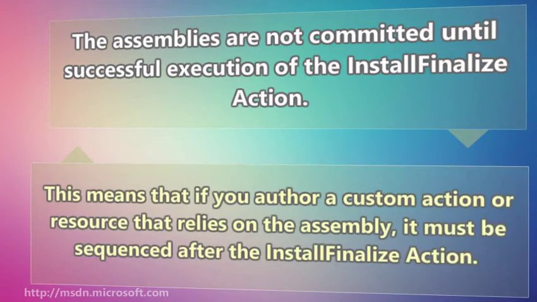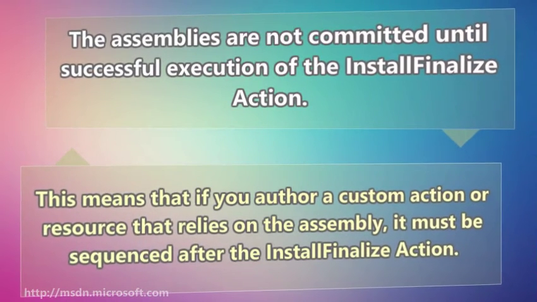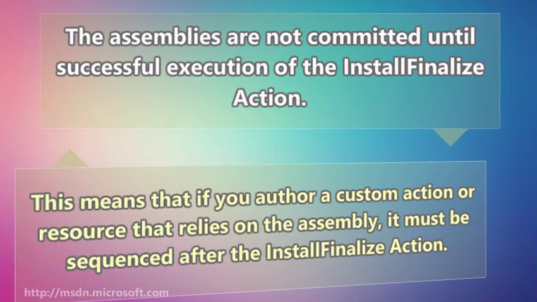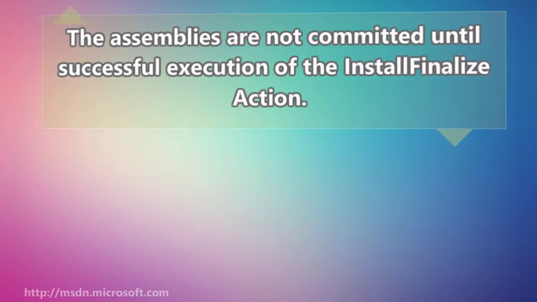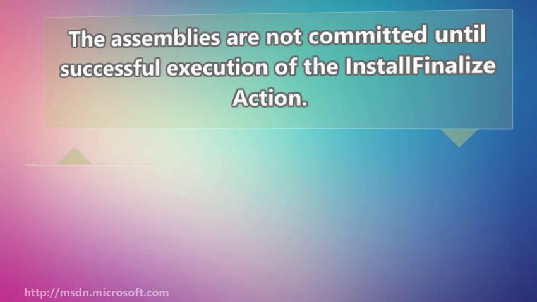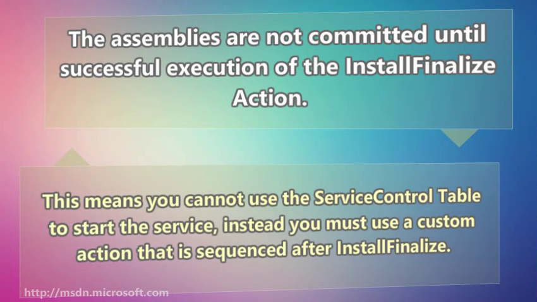This means that if you author a custom action or resource that relies on the assembly, it must be sequenced after the InstallFinalize action. For example, if you need to start a service that depends on an assembly in the global assembly cache, you must schedule the starting of that service after the InstallFinalize action. This means you cannot use the ServiceControl table to start the service. Instead, you must use a custom action that is sequenced after InstallFinalize.